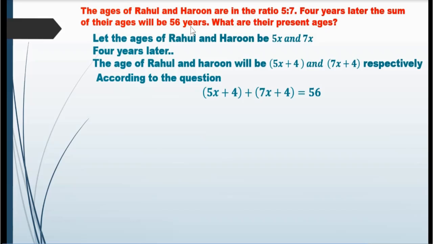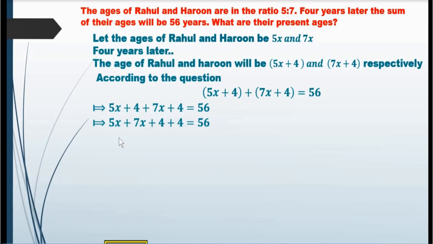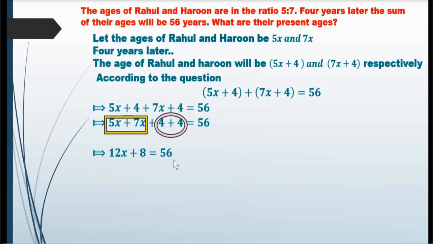From where did this 56 arrive? This 56 is already in the question that it is given and the question is demanding that the sum of the ages is 56. We will add up to 56. Remove the bracket. On removing the bracket, you can see what do we get. In the next step, we are rearranging the x numbers together in one group and the numbers in another group. So 5x plus 7x is one group which is having the variable x. They add up to 12x and 4 plus 4 add up to 8. 12x plus 8 is LHS and RHS 56 is as it is.